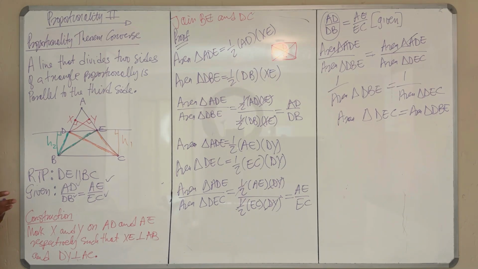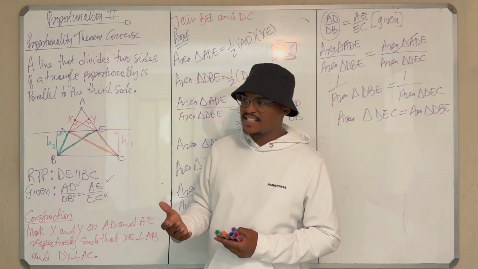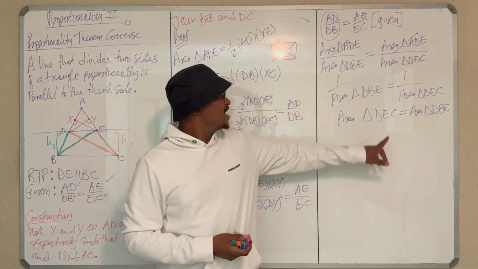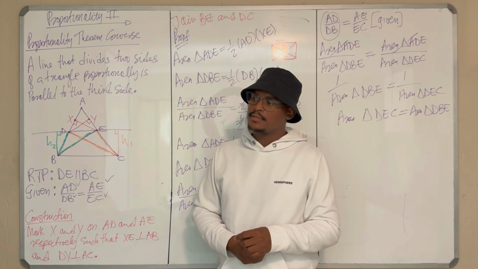Are you following? Yes. So if we say the area of a triangle is half base times perpendicular height, and they have the same base, and we say their area is the same, which means the perpendicular heights are going to be the same as well.